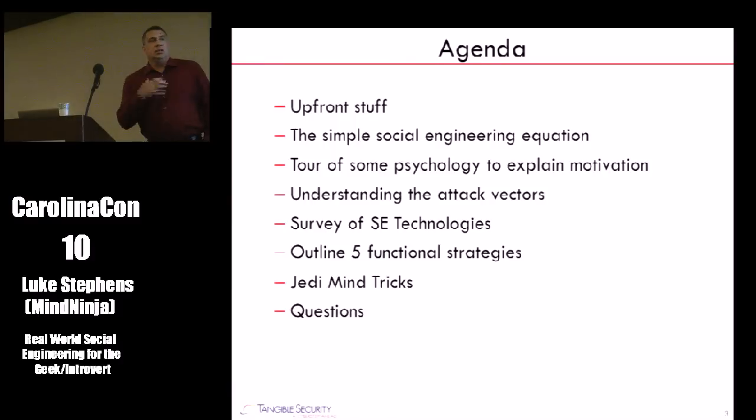The things that you will take out of here: a little bit of structure to your social engineering. We're going to talk about a social engineering equation that I use to help you encapsulate what you do and how you do it, so that you know you're making successful social engineering attacks. We're going to tour some of the psychology because it is important. Bottom line, just like you have nmap and Metasploit, psychology is the tool for both your reconnaissance and your exploitation that drive these things. Clearly, to be successful, you have to understand your attack vectors. We're going to survey some social engineering technologies.